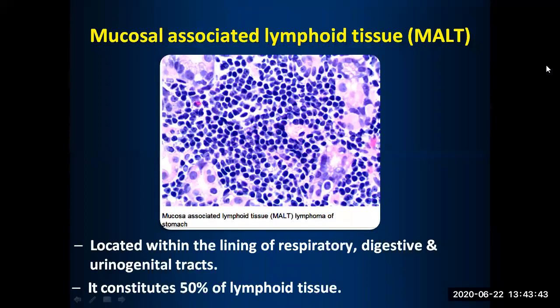Likewise, when they reach there, we commonly call it mucosa associated lymphoid tissue. That means the lymphoid tissue is associated with the mucosa layer. Located within the lining of the respiratory, digestive and urinogenital tracts, it constitutes 50% of lymphoid tissue. This is the question: it constitutes 50% of lymphoid tissue.